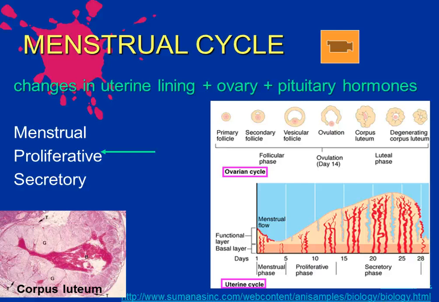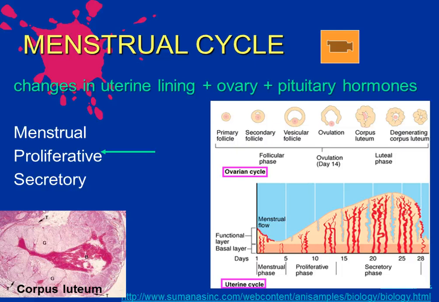All right, there are three things happening here. One, changes in the uterine lining. I've already taken you through it. Two, changes in the ovary, the maturation of the follicles, oogenesis, production of secondary oocytes. Three, pituitary hormones, which then are going to direct ovarian hormones. All right, so reminder, here are the three steps of the menstrual cycle.